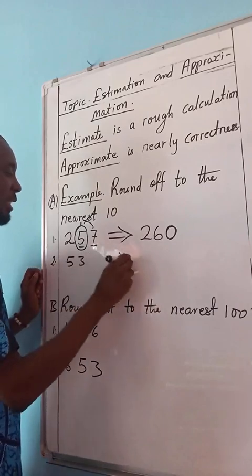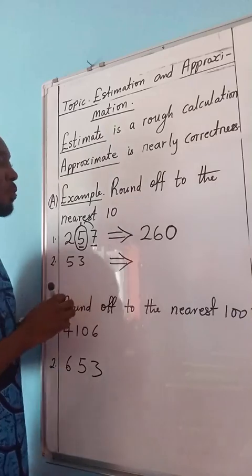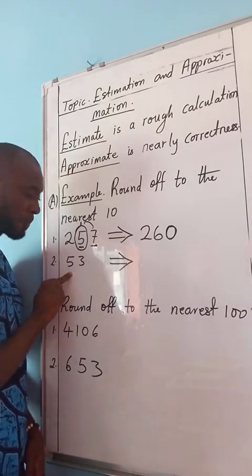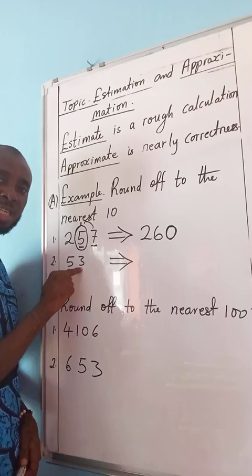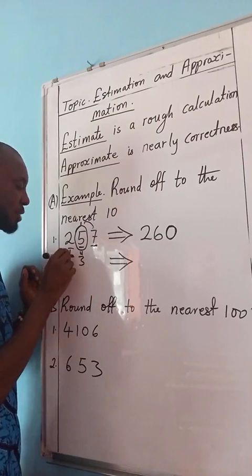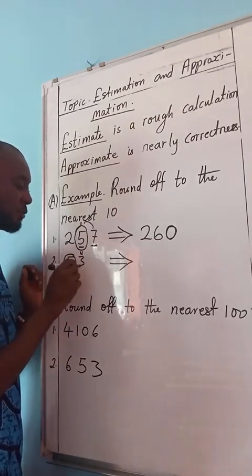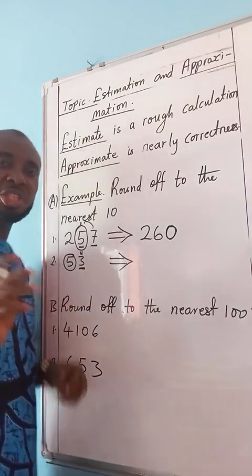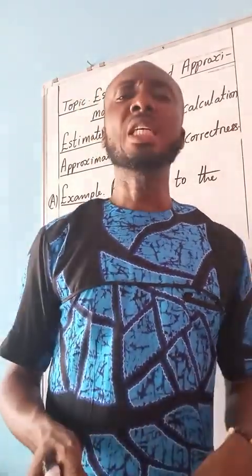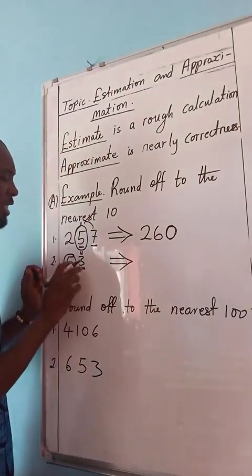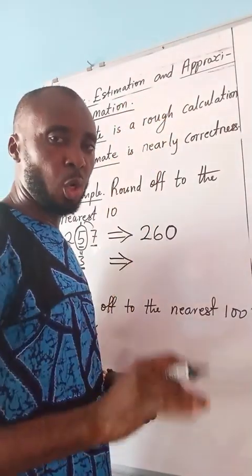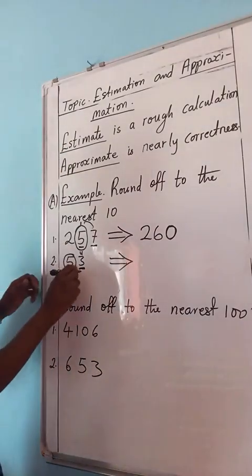Now, in the next one, 53 will now become, remember that we are considering 10, the number in the tens place. Now we have 3 as a determinant factor. This is units, and this is 10, because we are rounding up to the nearest 10. So we are considering this number, 5. Therefore, our determinant factor is 3, which is the closest number to the number we are rounding up or rounding down. Now, because this number is not up to 5, because when it is 5 and above, you round up. When it is 4 and below, you round down.